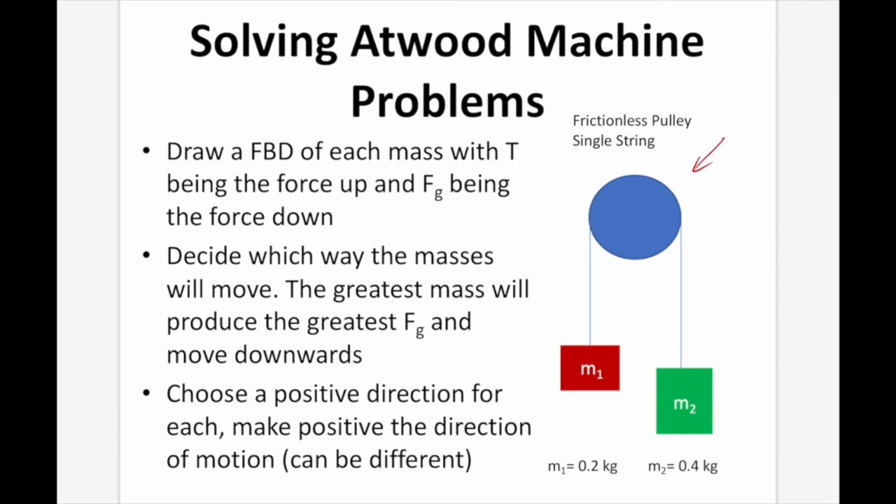So how do we solve these Atwood machine problems? Well, number one, we're going to draw a free body diagram of each mass with T being the force up and Fg being the force down. Decide which way the masses will move. The greatest mass will produce the greatest Fg and move downwards. Choose a positive direction for each, while making the positive the direction of motion. And this can be different. So I'm going to show you what I mean.